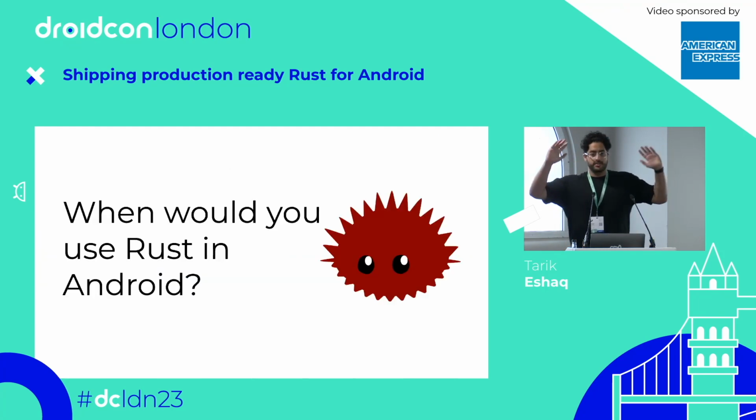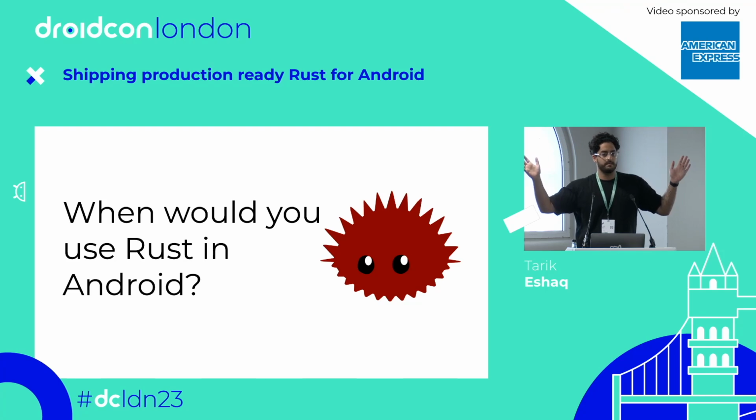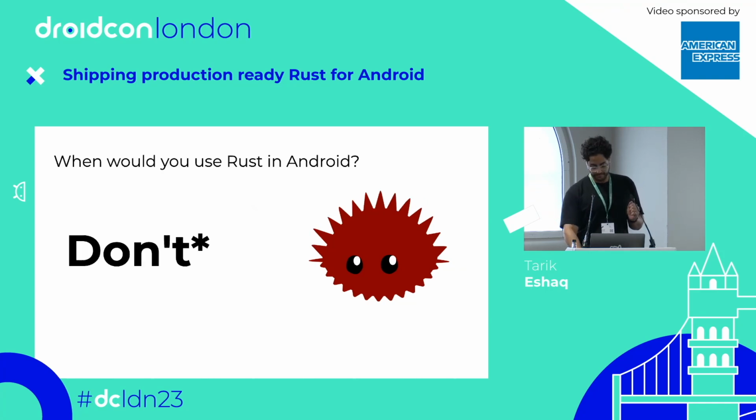So enough with just Rust and industry. Hopefully at this point, people are convinced that there is value here. I did jump over some things. Rust helps enforce memory safety if you use safe Rust, but I'm not going to go into unsafe Rust in this talk today. So when would you use Rust in Android?